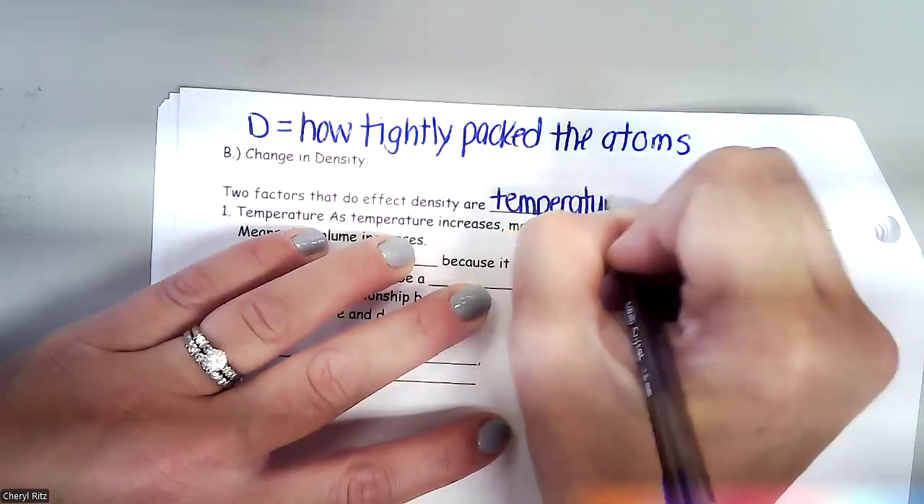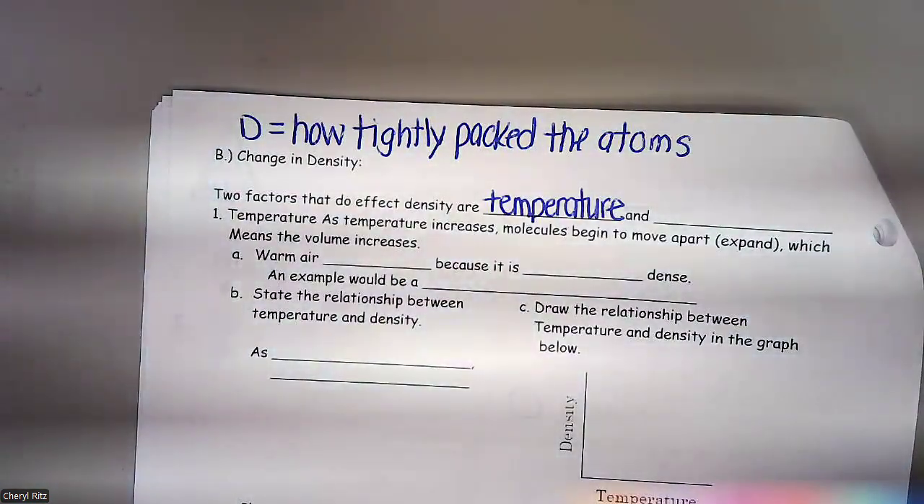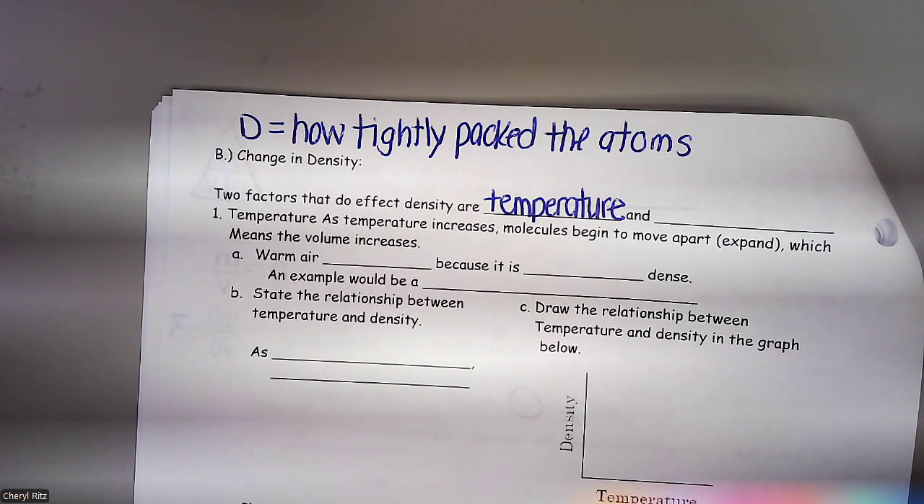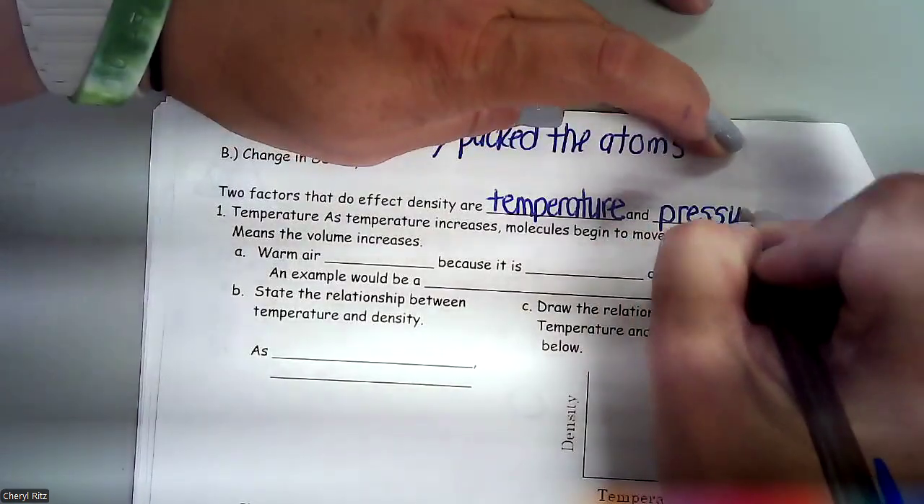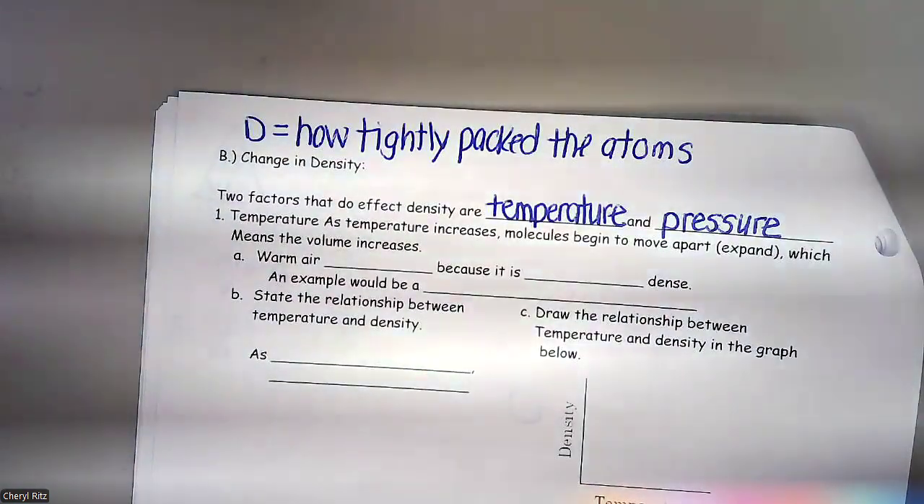So temperature, we can change the temperature and that will change the density. Can you think of something else that we could do to an object to make the molecules inside it more tightly packed? Put on some pressure. Or remove some pressure if it's already tightly packed. So if we change the temperature or we change the pressure, we can change the density.